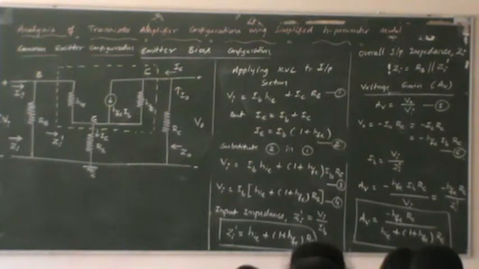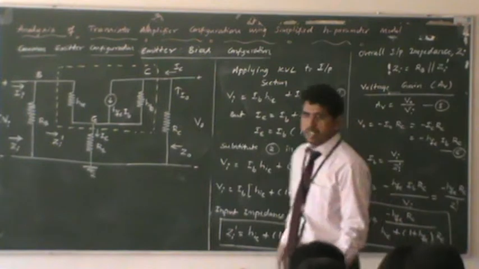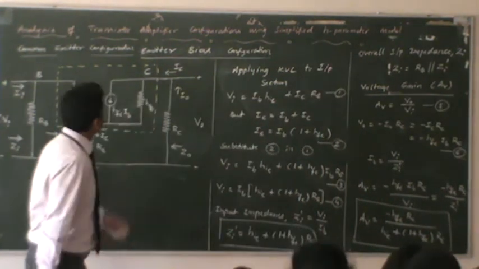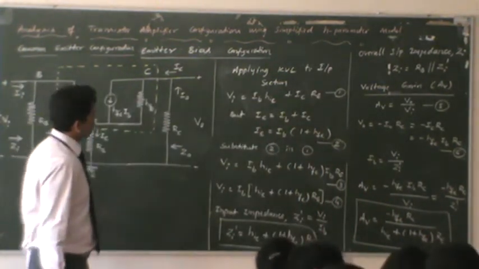Back to the derivations in the notes. Okay, in fact, it's the derivation. Lastly, we have the emitter bias configuration.